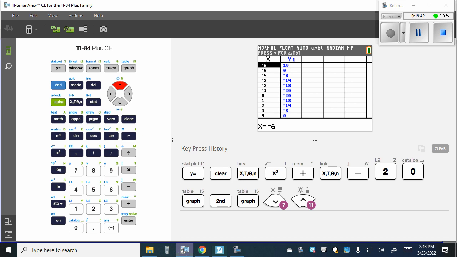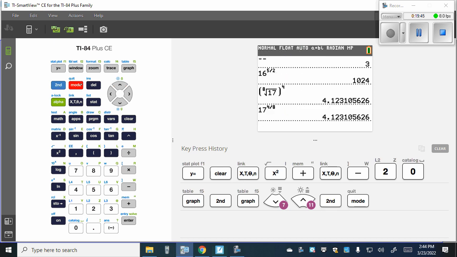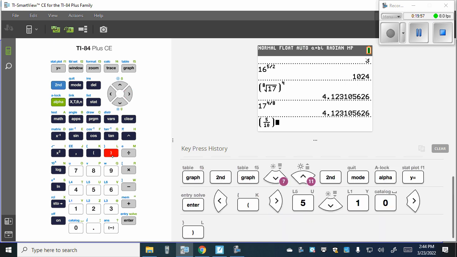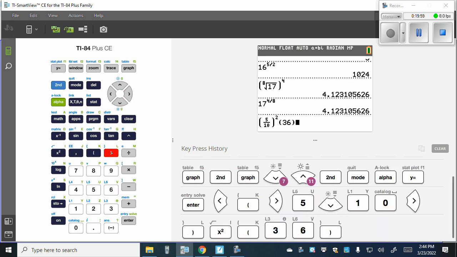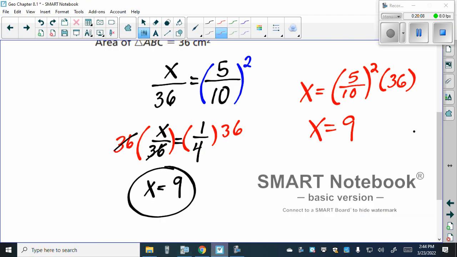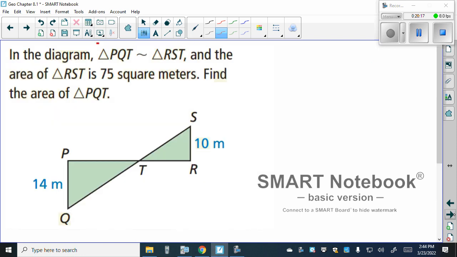I don't have the other calculator up at the moment. So we could put 5 over 10 in parentheses squared times 36. Type the whole thing in the calculator, it will tell us it's 9. We don't have to do that simplification step, but we can if we want to. Okay. Any questions on this here? Let's look at one last one with area. And then we are done for today.